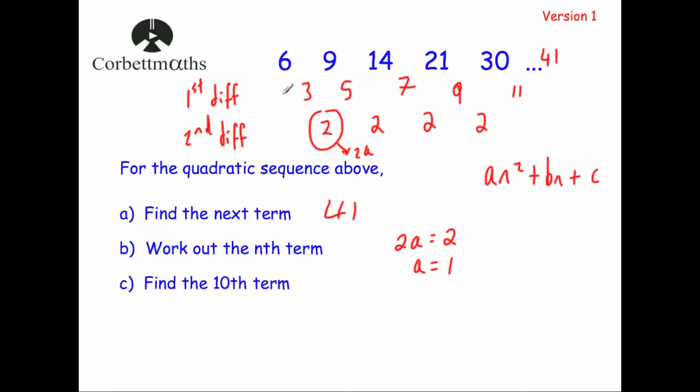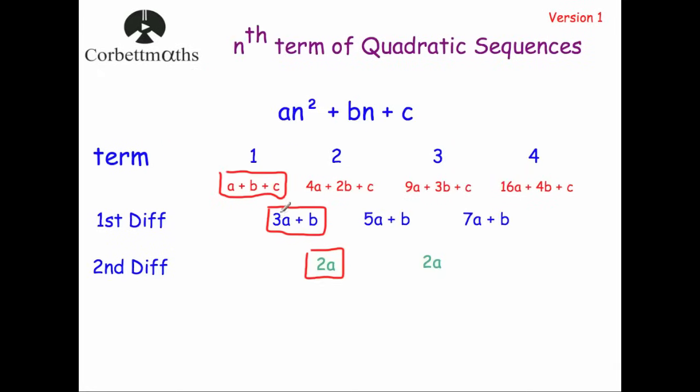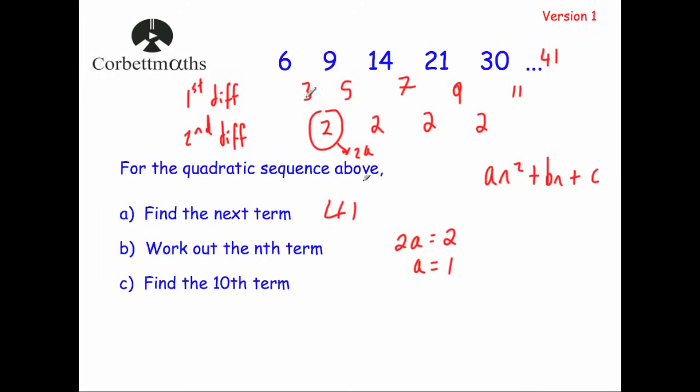Next, we've got the first difference. Now the first difference is equal to 3a plus b. So this term here, 3, will be equal to 3a plus b. So we're going to write 3a plus b equals 3. Now we know that a is equal to 1, so we're going to do 3 times 1, which is 3, plus b, and that equals 3. Well, that must mean that b is equal to 0. So this b number is equal to 0.